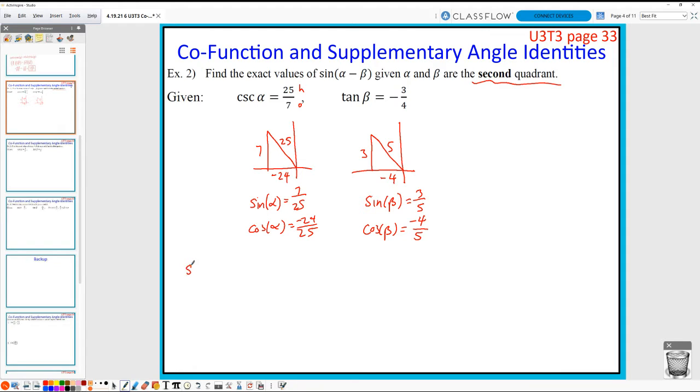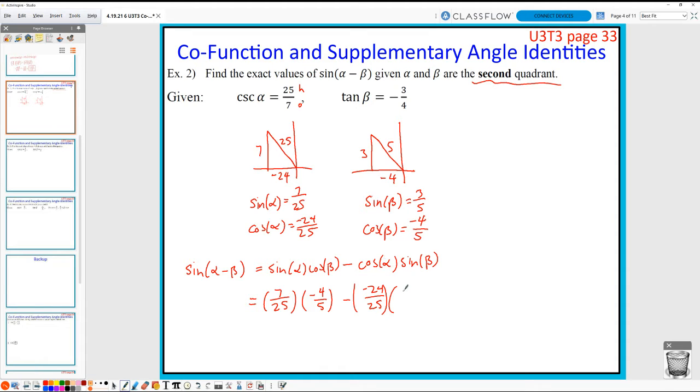Okay, so sine of alpha minus beta. Again, you do not have to memorize this. Sine alpha, cosine beta. The signs are going to match. Minus cosine alpha, sine beta. So this is really important to just expand it out first and then substitute in all your values. Sine of alpha is 7 over 25. Cosine of beta is negative 4 over 5. Cosine alpha is negative 24 over 25. Sine of beta is 3/5.